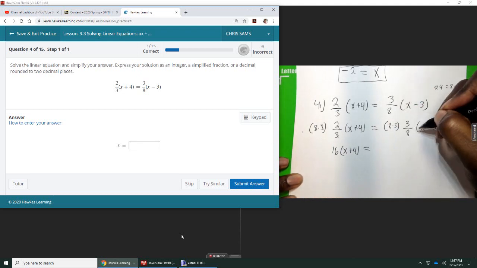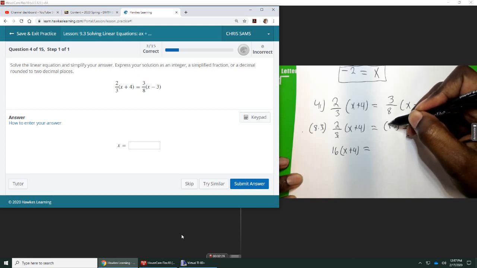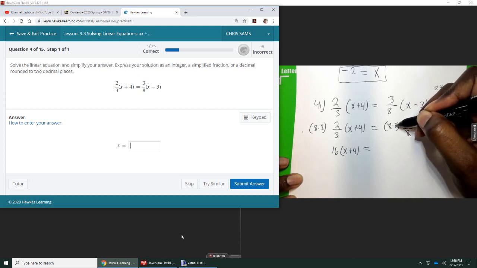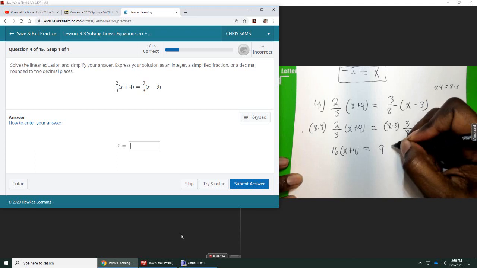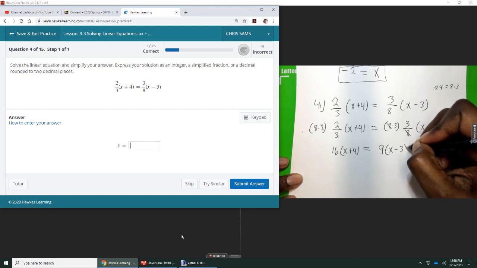And then the same thing on the other side. This time, the 8 on the bottom, okay, multiplying by 8, dividing by 8, those are opposites. That becomes a 1. And now we just do 3 times 3, and we get 9. And that's going to get distributed throughout these parentheses, x minus 3.